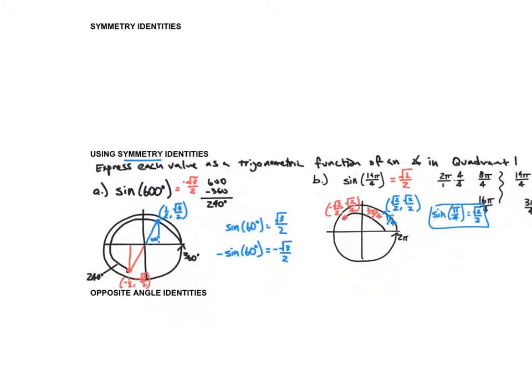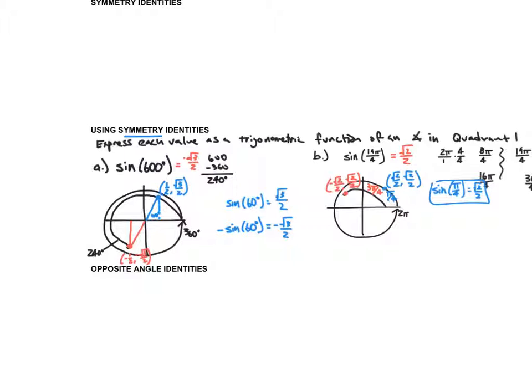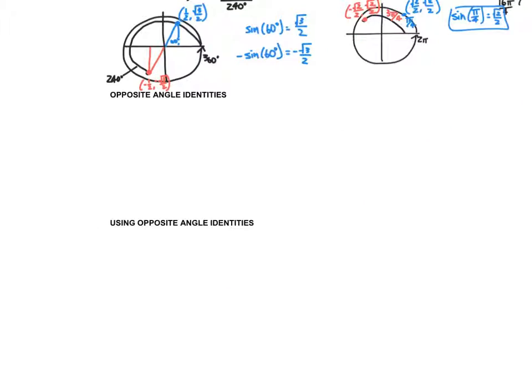All right, a little bit weird. You can do the same thing for the other trig functions, like cosine, tangent, cosecant, secant, all those other ones. But it comes down to taking whatever value it is and then expressing it in terms of quadrant 1. The next thing I want to do is use opposite angle identities.